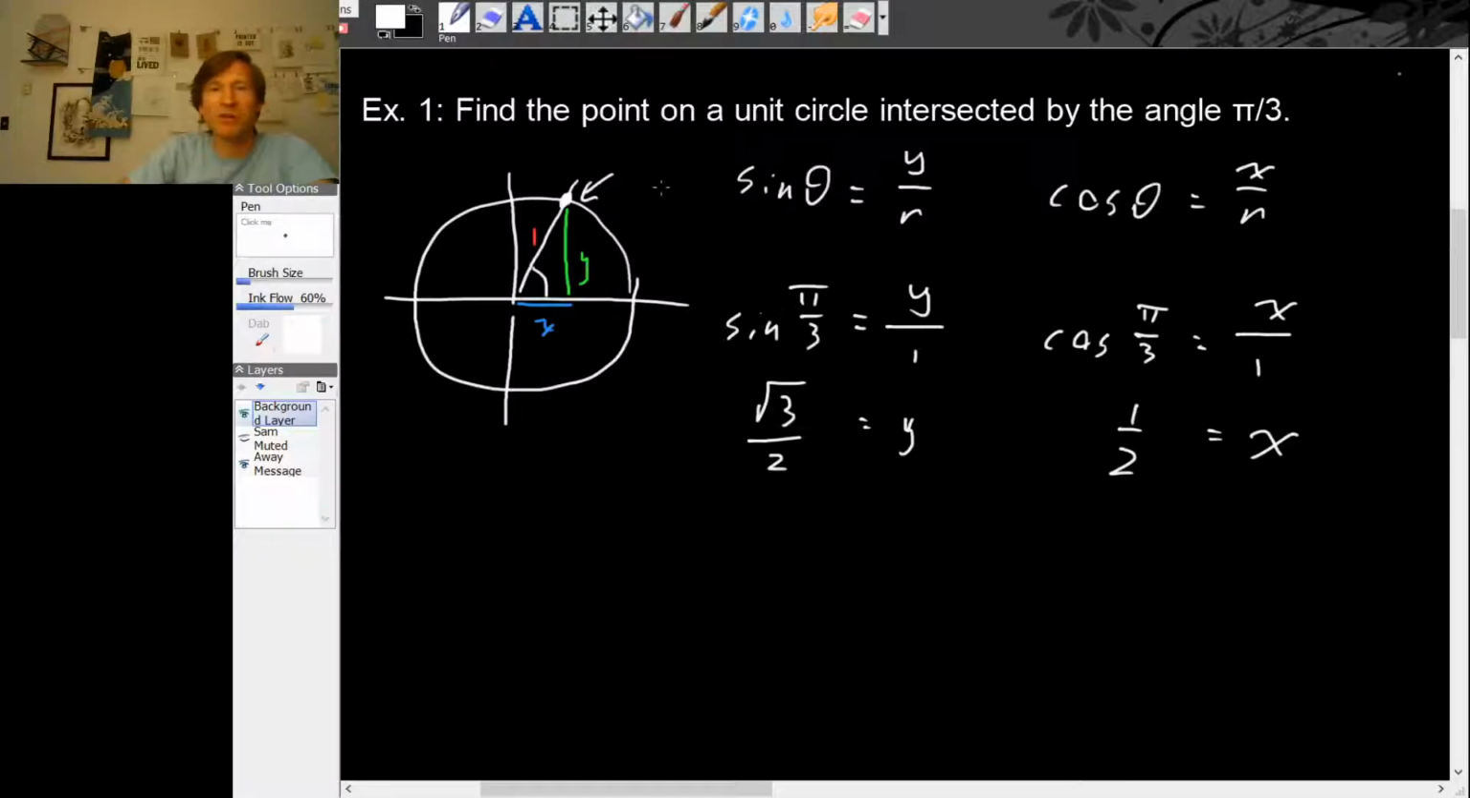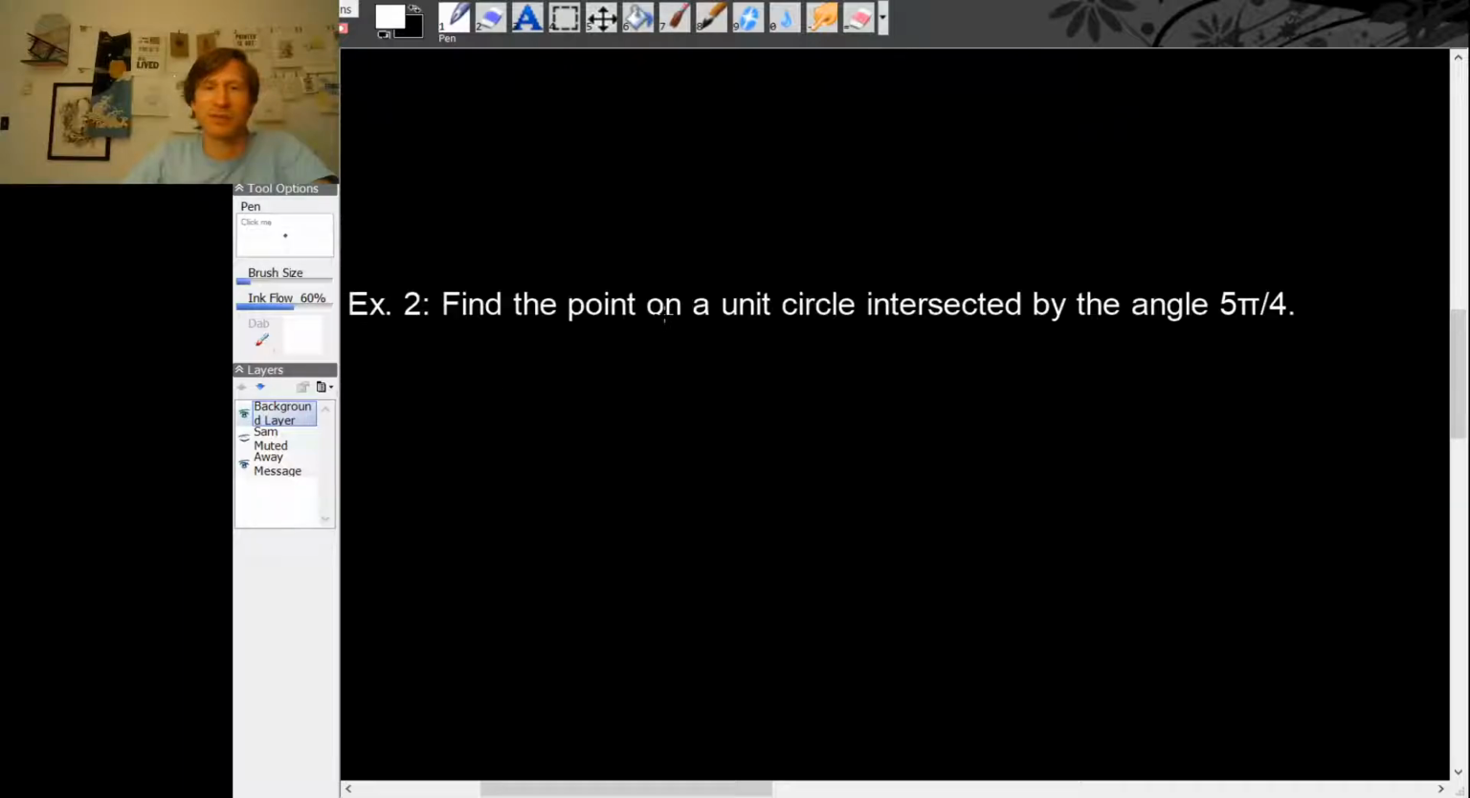And so now we know the coordinates of this point. This point is, let's see, the x coordinate is a half, and the y coordinate is the square root of 3 over 2. Okay, so since we knew the value of these trig functions, we were able to find the coordinates of this point. Let's have a look at another example.